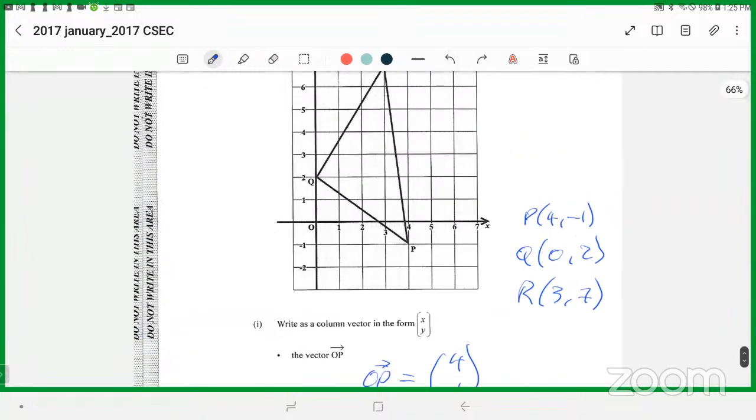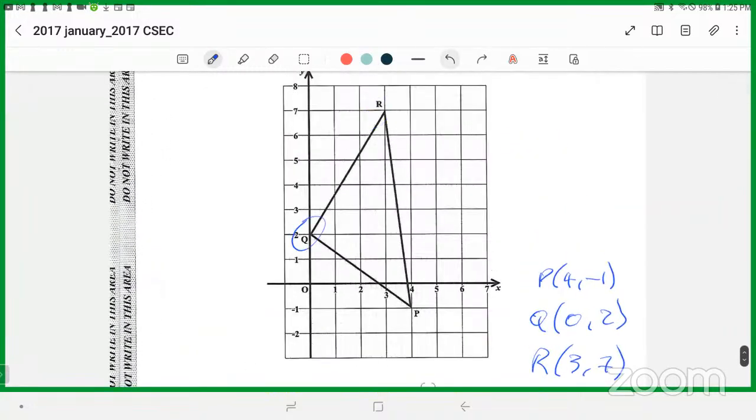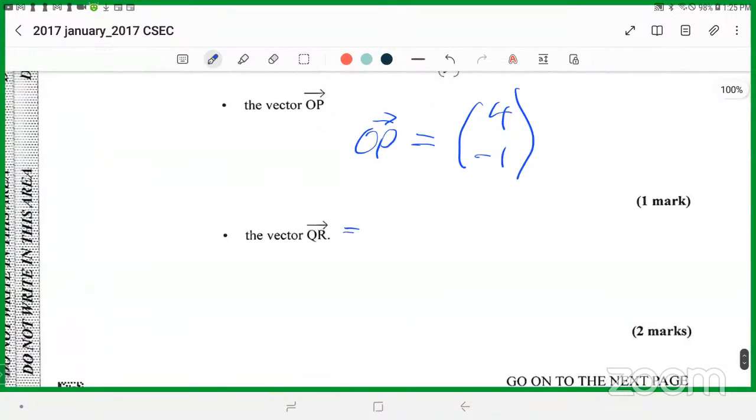Then we want QR. We can look at the diagram and say, go from Q to R. How many units left or right, how many units up or down? To go from Q to R, the diagram is telling me to go 3 units to the right, and then 1, 2, 3, 4, 5 units up. So QR is 3, 5 on the diagram, as I can count it off. But you can calculate it as well, like this. QR is OR minus OQ, the last minus the first.